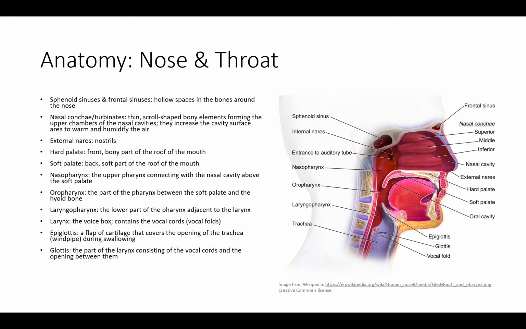The epiglottis is a flap of cartilage that covers the opening of the trachea, the windpipe, during swallowing. The glottis is the part of the larynx that contains the vocal cords and the opening between them.